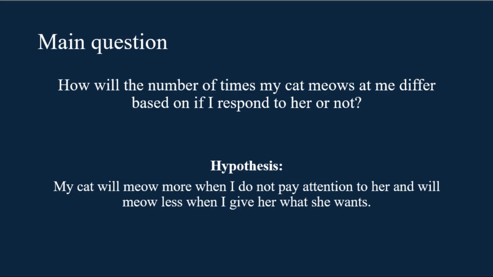My hypothesis with this is that my cat will meow more when I do not pay attention to her and will meow less when I give her what she wants. My thinking behind this is if I'm not giving her what she wants, she's gonna be more vocal with me and tell me what she wants over and over again until she gets it. And if she's getting what she wants, then she's not gonna care, so she's gonna stop yelling at me, you know?